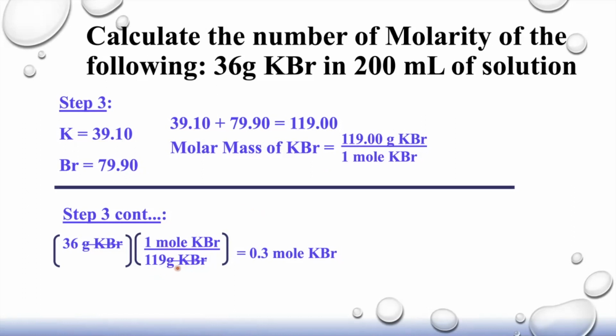119 grams of potassium bromide per 1 mole of potassium bromide. We can now cancel out grams potassium bromide. We're left with mole, and that's good because that's what we're going to need for the next stage. So 36 times 1 divided by 119 is 0.3 moles potassium bromide. But that's not my final answer. That's going to take us to the next stage.